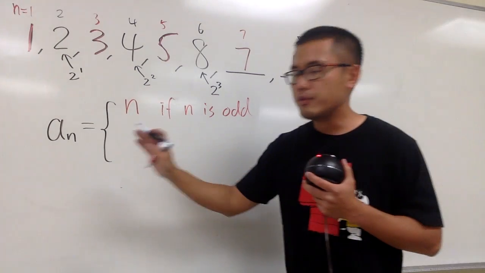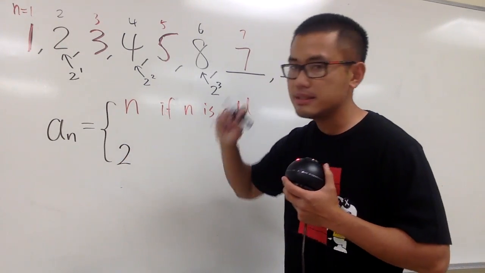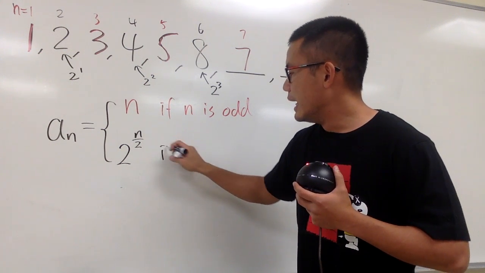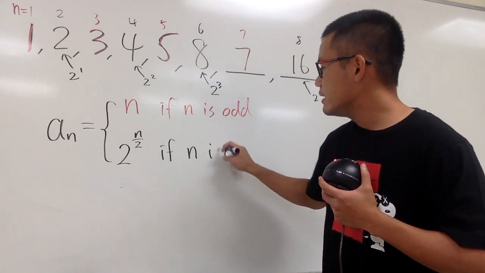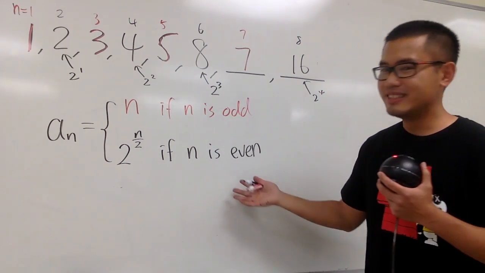Therefore, for a_n, if n is even, we just put down 2 for the base, and then n over 2 for the exponent. So this is it.